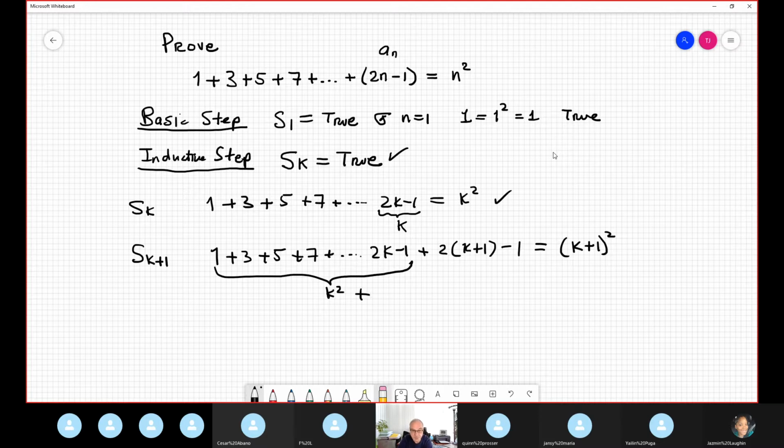Now I apply the distributive property here. This is 2k plus 2 minus 1, no? The basic is k squared plus 2k plus 1. And when you expand or factorize, it doesn't matter, this is k squared, the square of the first, plus twice the multiplication of both, plus 1. And you get through.